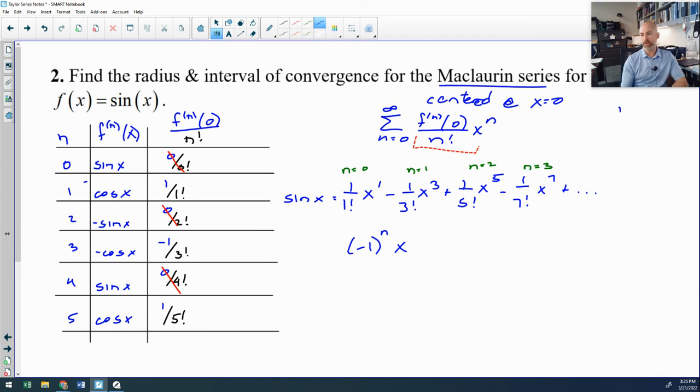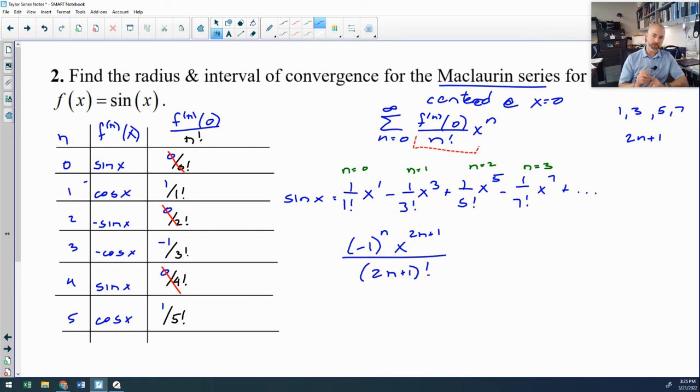And if I want a formula that goes from 1 to 3 to 5 to 7, we're increasing by 2 each time. And so 2n plus 1 is going to work. So if I plug in 0 for n, 2 times 0 plus 1 is 1. If I plug in 1, 2 times 1 plus 1 is 3. 2 times 2 plus 1 is 5. So that's working out. The denominator is 2n plus 1 factorial.